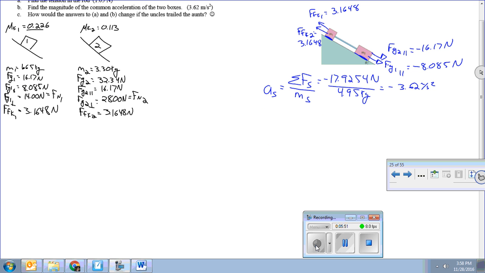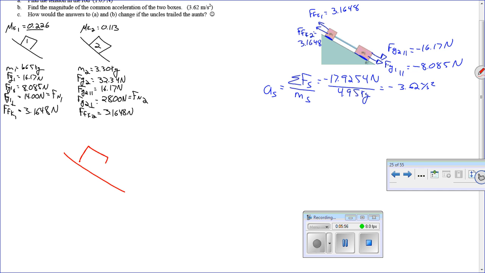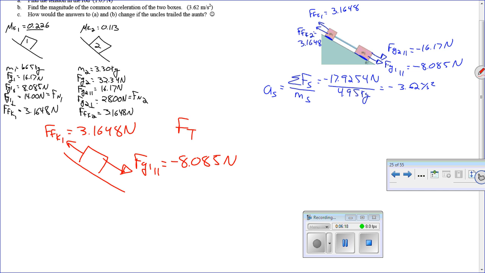Okay, so what did we say? We decided we were going to look at box 1. So here's box 1. Here's what we know. We know that gravity is pulling box 1 down with a parallel component of negative 8.085 newtons. And we know that our force of friction kinetic on box number 1 is 3.1648 newtons. And we know that the rod is doing something. So there's some tension force from the rod, but we don't know what it is. And in fact, we don't even necessarily know what direction it's going, right?